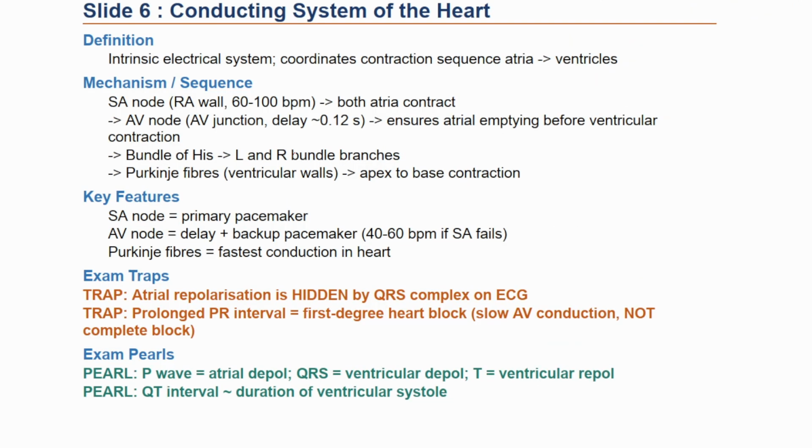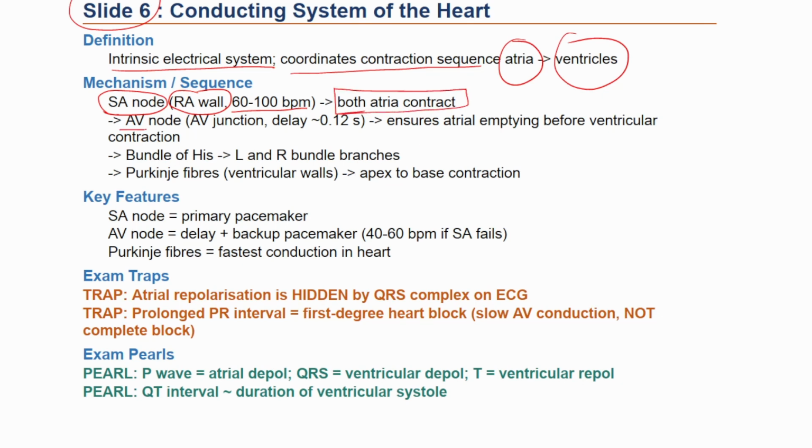Having mapped this electrical sequence from first principles, let us now ground these concepts in the exact steps, values, and diagnostic traps on slide 6. As outlined on slide 6, the heart relies on an intrinsic electrical system that coordinates the mandatory contraction sequence from atria down to the ventricles. The mechanism starts with the sinoatrial node or SA node, which is located in the right atrial wall. This SA node functions as the primary pacemaker of the heart, generating a resting rate of 60 to 100 beats per minute, which causes both atria to contract at the same time.